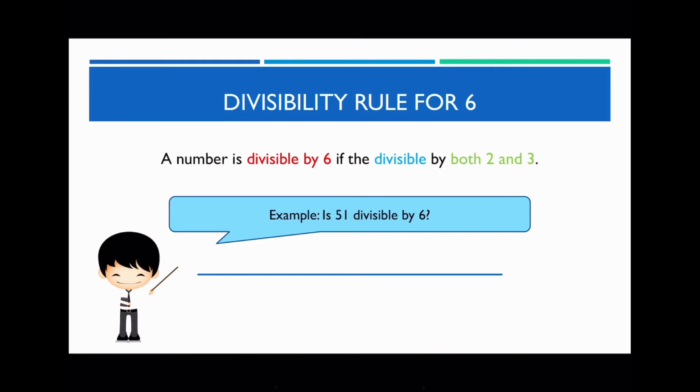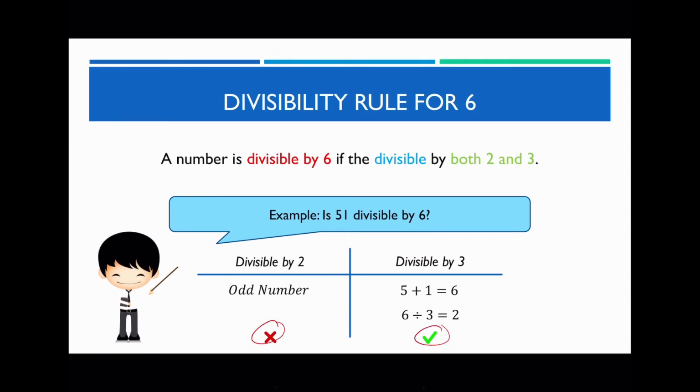We'll look at an example of where one of these conditions is not met, so therefore 6 is not a divisor in this case. So this number here, 51, is an odd number over here, so therefore this does not pass the divisibility test for 2. So this does not pass it. However, if you add up all the digits, 5 plus 1 is equal to 6, this can be divided into 3. So therefore this passes this test over here. But since both of these are not passes, therefore this does not pass the divisibility test for 6.